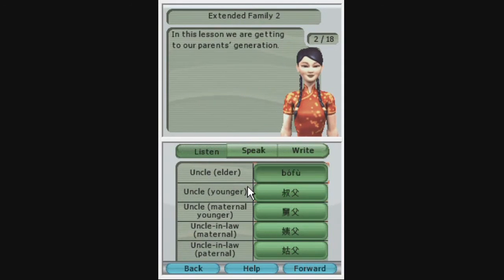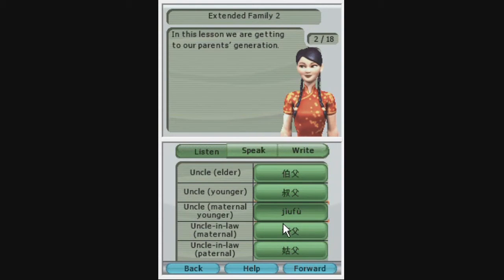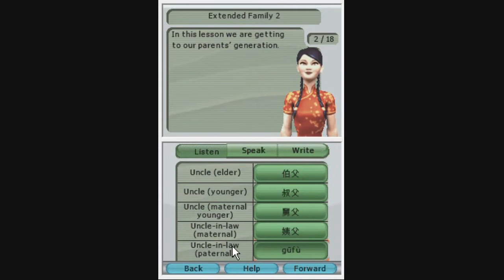Uncle, elder. Bofu. Uncle younger. Shufu. Okay, uncle younger is Shufu. Uncle maternal younger. Jiufu. Uncle-in-law maternal? Yifu. Uncle-in-law paternal? Gufu.